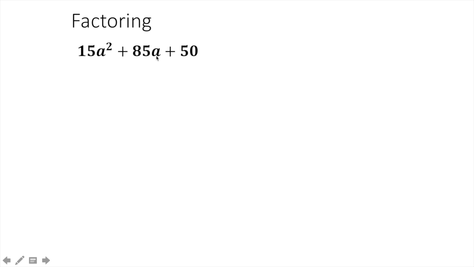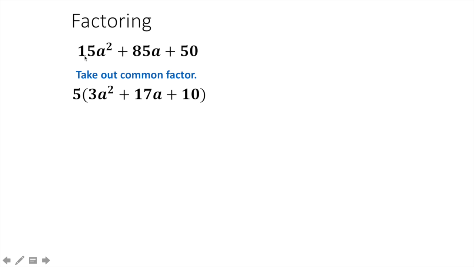I've got a 15, 85, and 50. 10 won't go into all of them, but it looks like 5 will go into all three of them. So the very first thing I'm going to do is take out a common factor, and that common factor is going to be 5. So I take that out, and I'm left with just a quadratic inside.